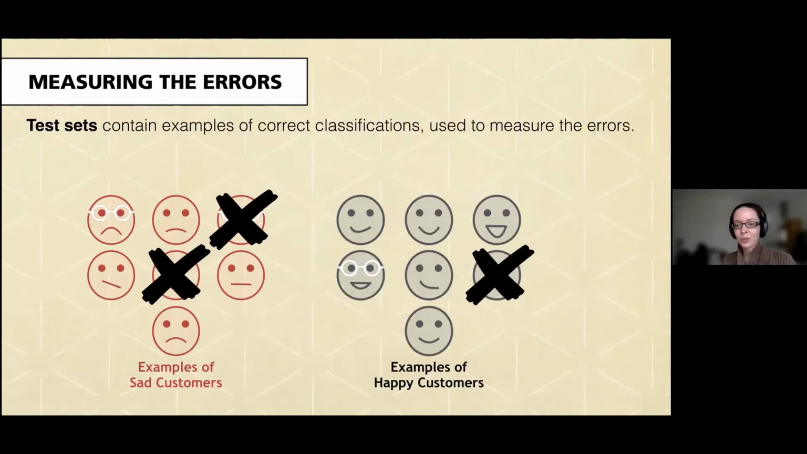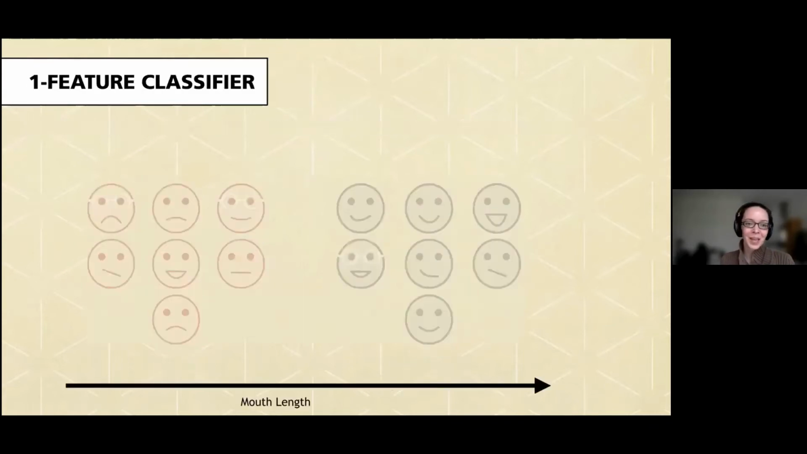And the errors are when you don't classify them in the right class. So we have two classes, that's called binary classification. And now, for the sake of example, let's imagine we have a very, very simple classifier. We use only one feature, one variable about our data set. That's just for this example. Let's say we measure how large is the mouth on their face. And perhaps sad people have smaller mouths, happy people are smiling, they have larger mouths.